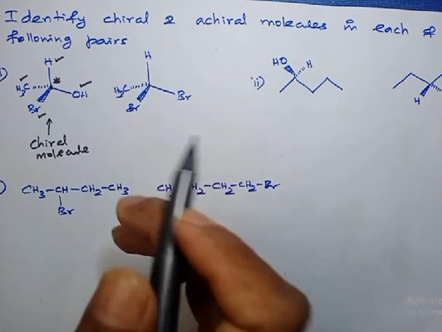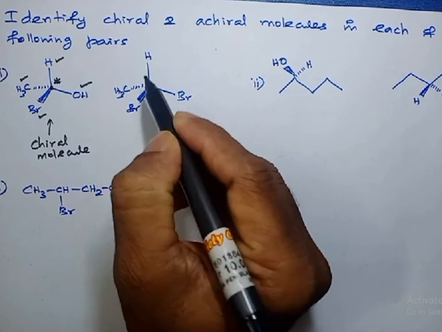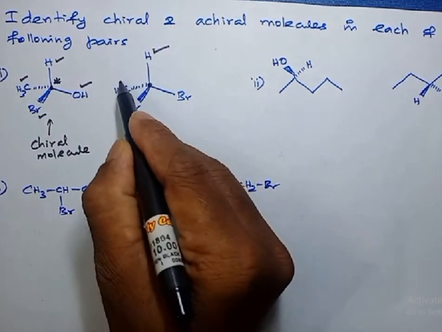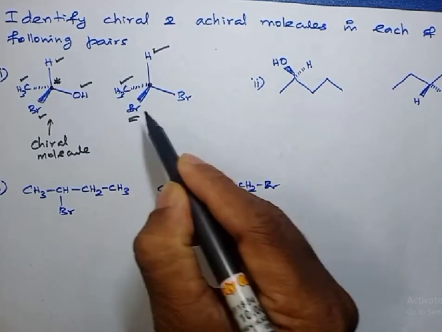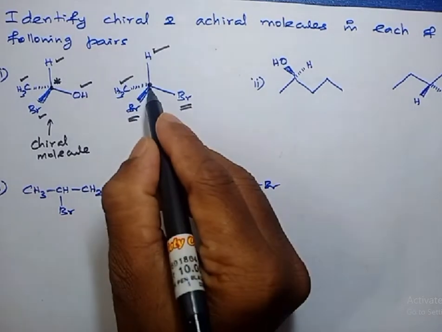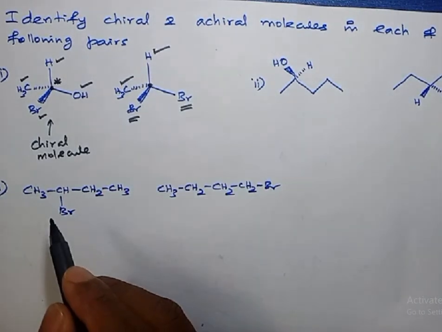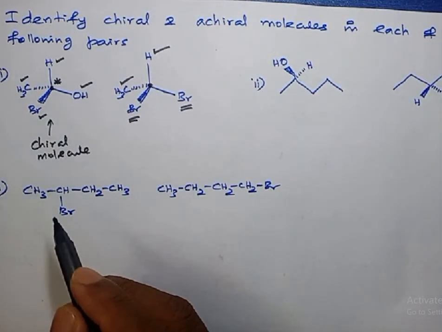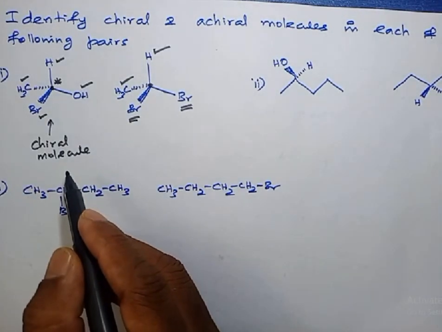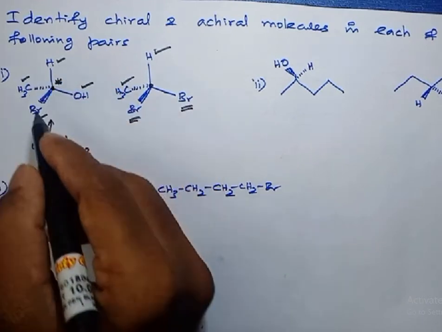In the second one, here we have carbon, here we have hydrogen, here we have a methyl group. But here, these two atoms are the same. Therefore, this carbon is not a chiral carbon. When can we say a carbon is a chiral carbon? Only if all four groups are different.